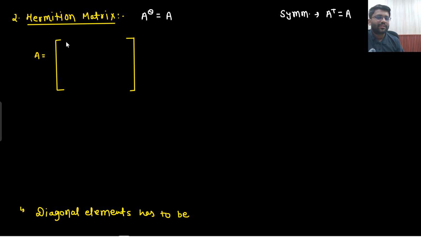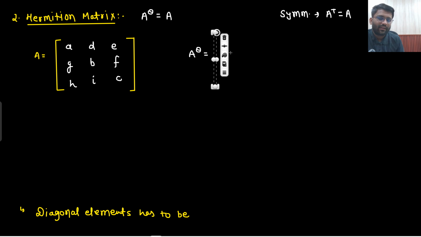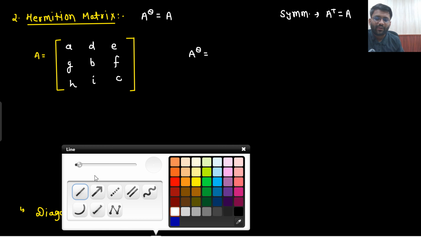Now you need to frame a Hermitian matrix on your own. Think about it. Let's just say A, B, C, D, okay, let's write it in this manner. D, E, F, G, H, I. What will be A theta? Transposed conjugate, right? You need to take the transpose as well, and then you need to take the conjugate as well. Transposed conjugate.